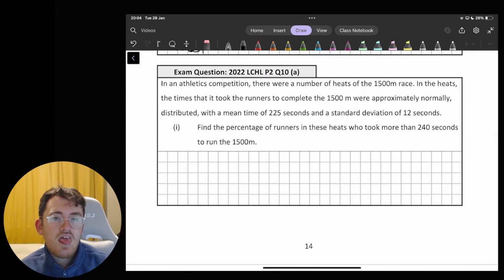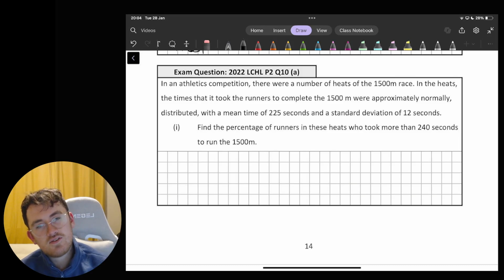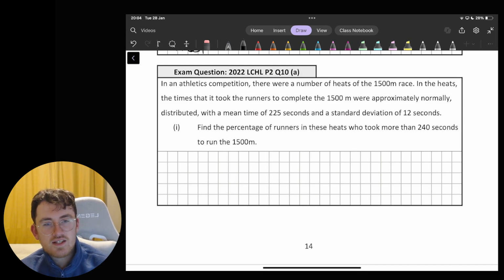In an athletics competition, there were a number of heats on the 1,500 meter race. In the heats, the times that it took the runners to complete the 1,500 meters were approximately normally distributed, with a mean time of 225 seconds and standard deviation of 12. Okay, so again, I see reference to normally distributed. I'm like, right, Z scores is probably going to be useful here.